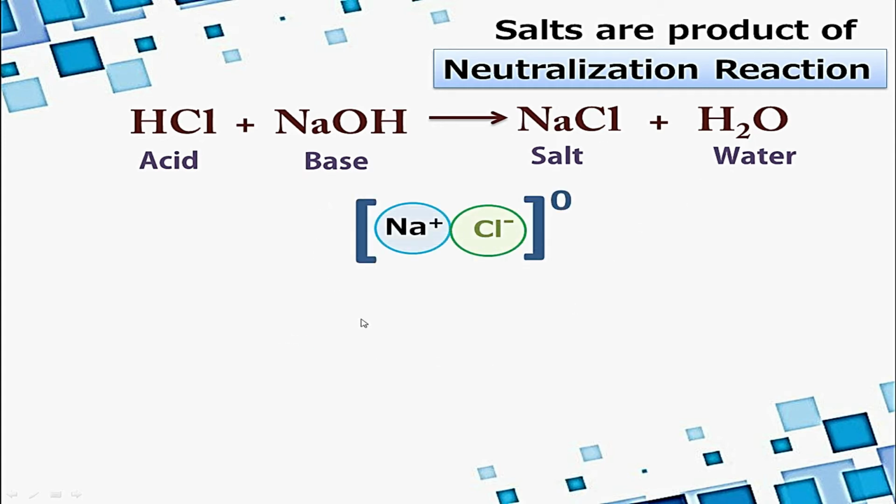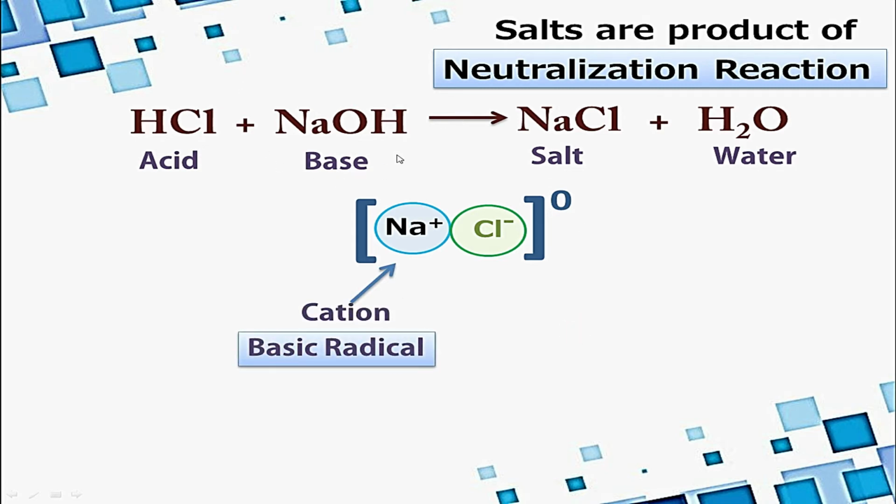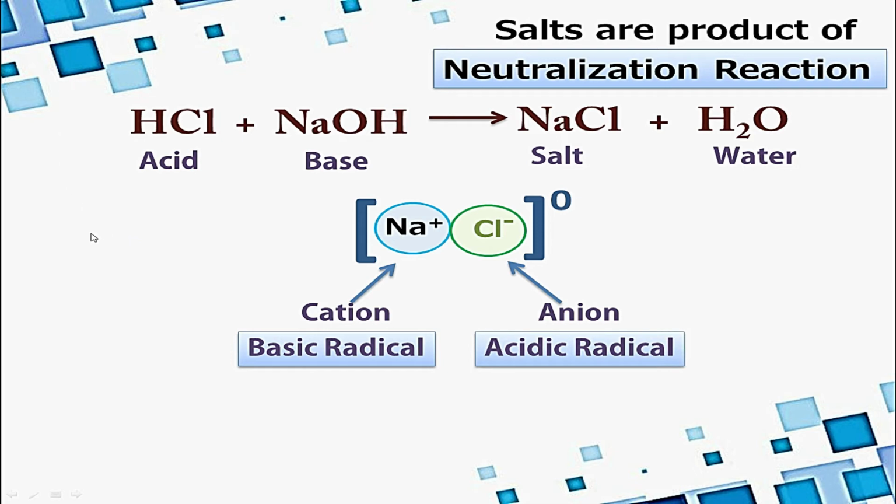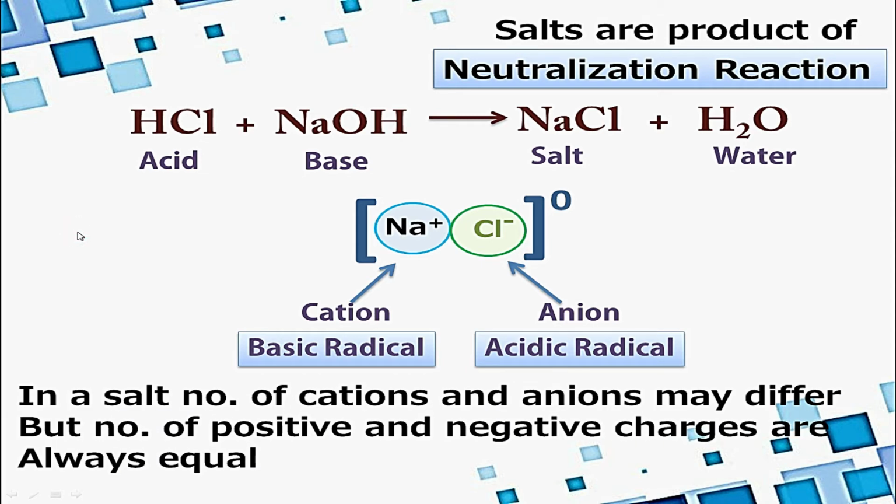This is the formula of a salt NaCl which has formed in this reaction. If we focus on the equation, Na is cation which came from a base. So, this cation is always a basic radical in a salt. Cl negative is an anion and it is the part of acid. So it is acidic radical. So in every salt, cation came from base or it is known as basic radical and anion is known as acidic radical. In a salt, number of cations and anions may differ, but the charges are equal. Positive and negative charges are equal. Therefore, a salt becomes neutral, electrically neutral.